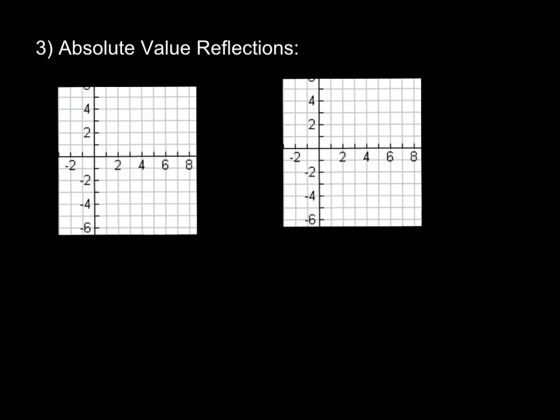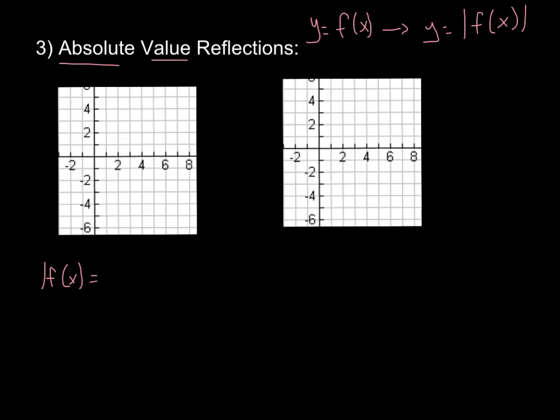Here's the third type of reflection, absolute value reflections. Here's where we take a generic function, f of x, and we switch it to y equals the absolute value of f of x. Now note here, guys, absolute value is always positive. Remember, f of x is just some y. And the absolute value of negative f of x is just some f of x. It always goes positive. So let's make that note.